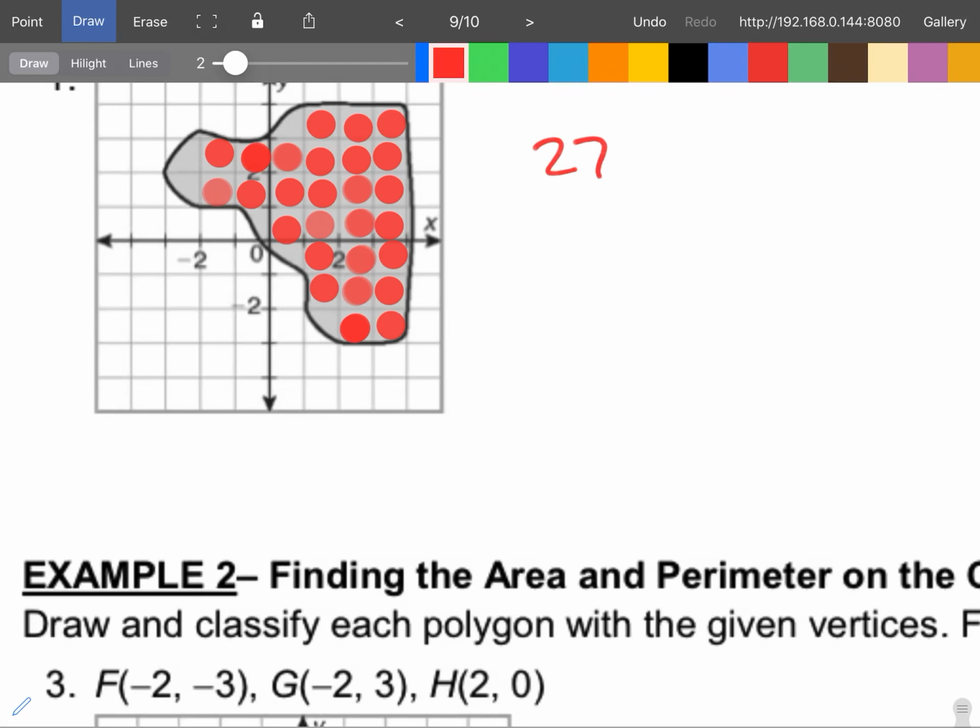So 27 of those, plus the half squares. So we just got to count the half squares. We got one there, one there, one there, one there, one there, and one there. I didn't miss anything, right? So we got 1, 2, 3, 4, 5, 6. So we've got 6 half squares. So if we add 6 halves together, we get 3, right? So we got to add on 3.